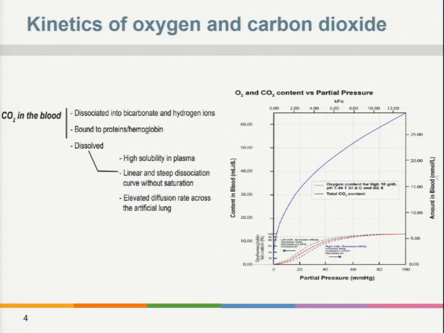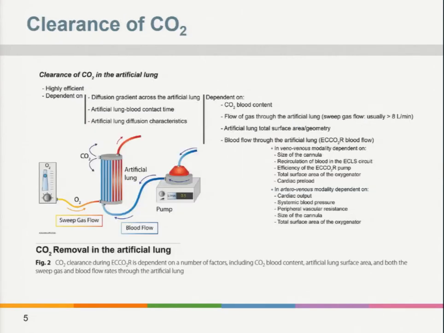In practice, this is only 25% of the CO2 production, and this is because CO2 clearance is dependent on 3 major factors. First, the CO2 diffusion gradient. Secondly, the artificial blood contact time. And thirdly, the diffusion characteristics of the membrane.